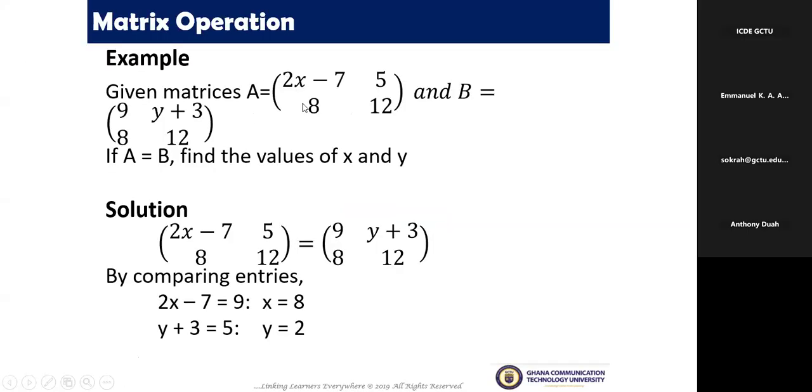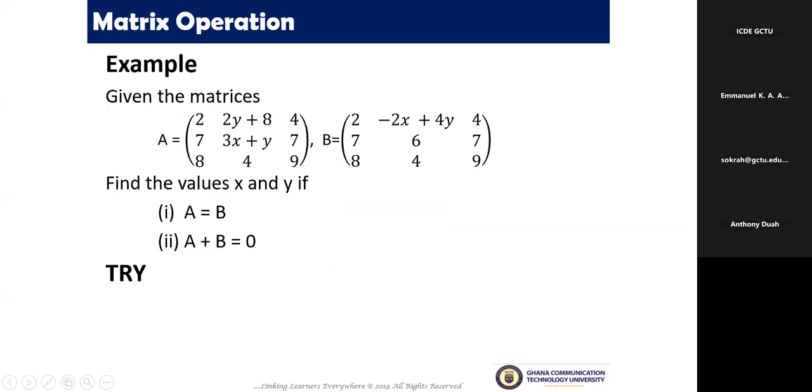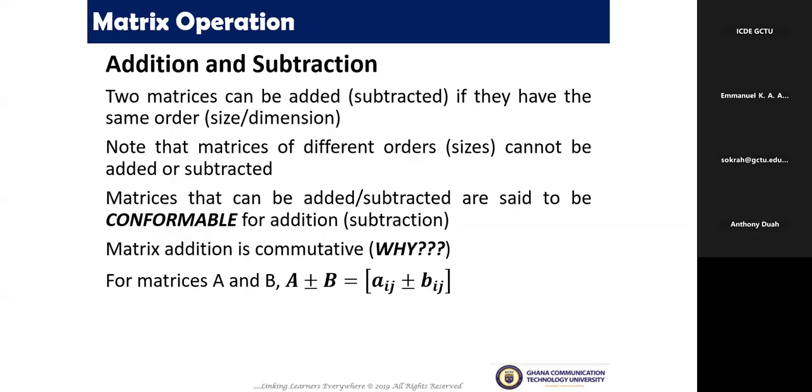Then these are more examples, so you can go and practice on all of this. I give you the matrix A as this, the matrix B as this. I say, if A is equal to B, find the values of X and Y. So by now, you know what to do. Thank God it's Saturday. So these are our examples. You can go and try your hands on them.